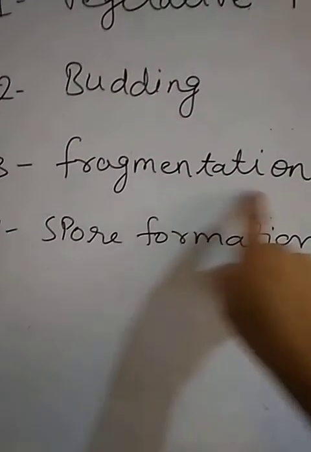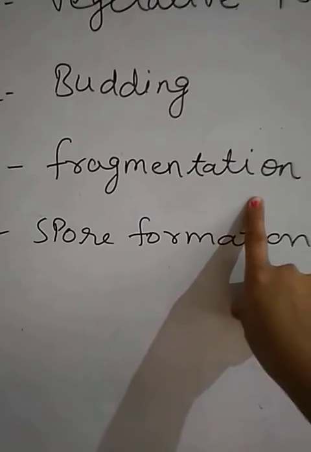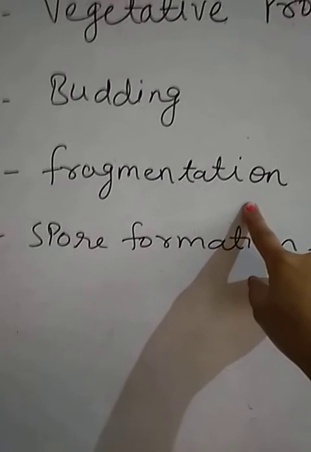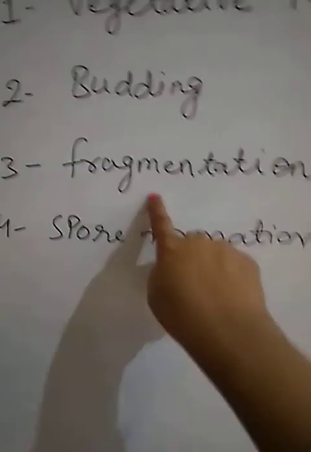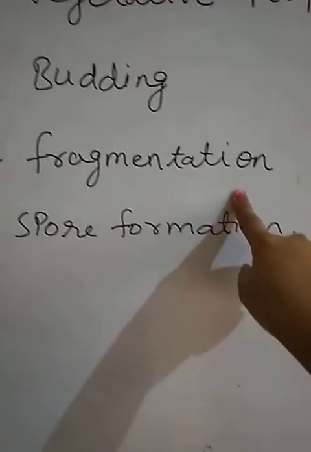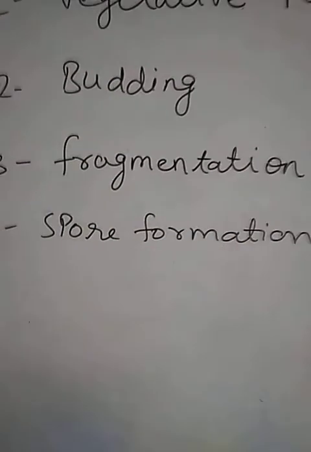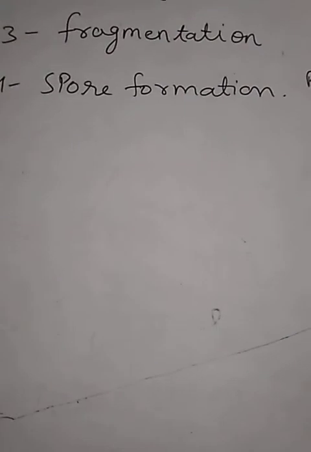It is commonly seen in algae. Means algae reproduce through fragmentation. Or you can also say that fragmentation is like breaking into parts. Now the next method is spore formation.